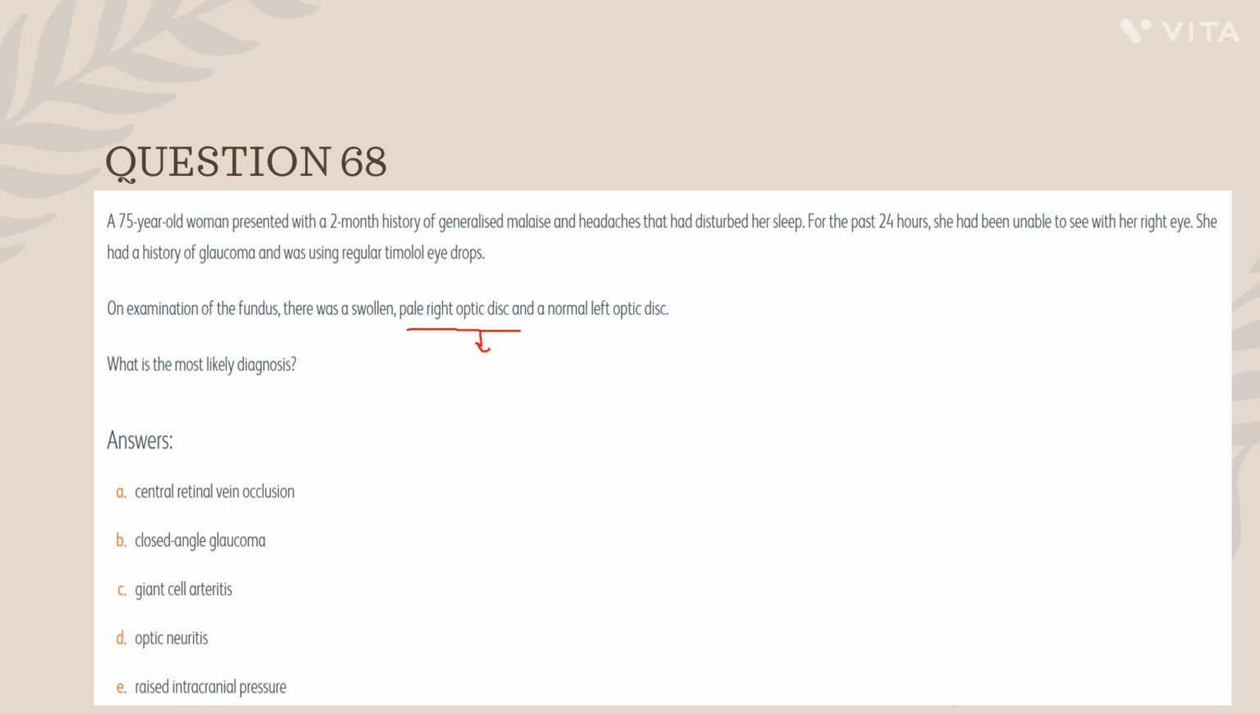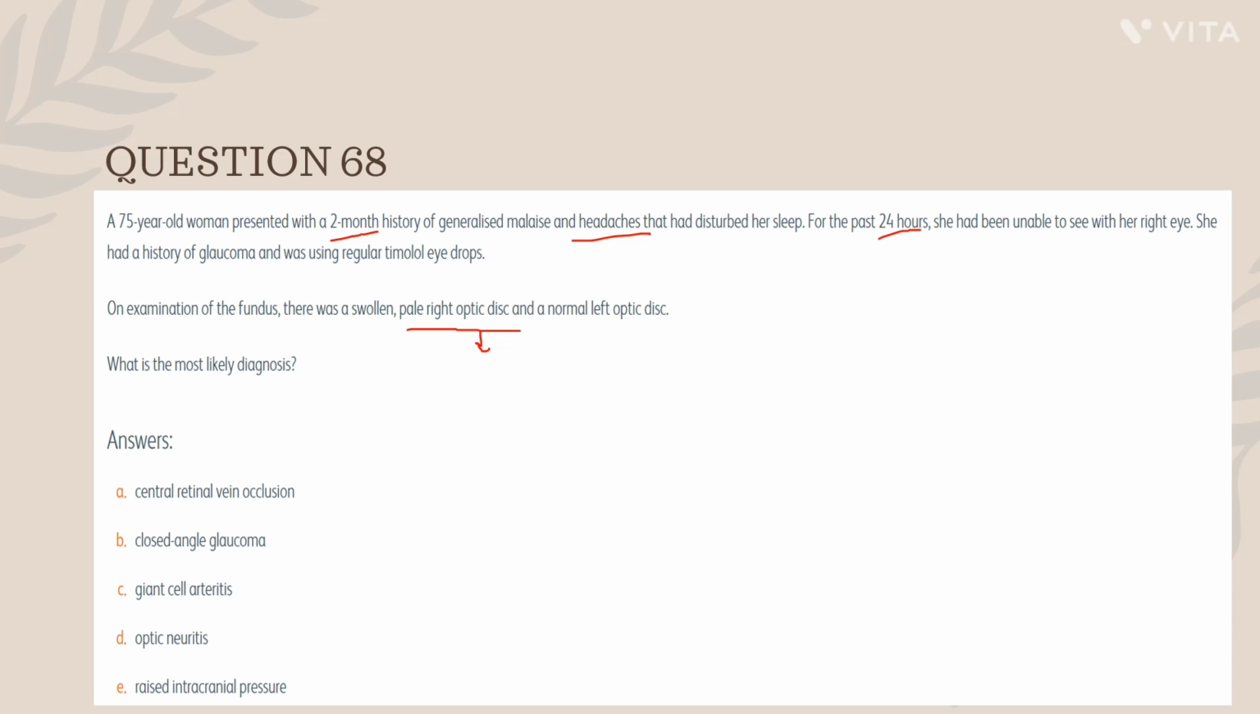In central retinal vein occlusion, it is sudden painless loss of vision, but the optic disc will not be pale. In central retinal arterial occlusion also, the optic disc will be pale and it will be painless loss of vision. But here there is headache, severe headache of a 2-month history. So it is not an acute event like a CRVO or a CRAO. It is a prolonged event, and superimposed on that, something has happened in the acute setting. For the past 24 hours, she's having this sudden loss of vision. She had a history of glaucoma also.